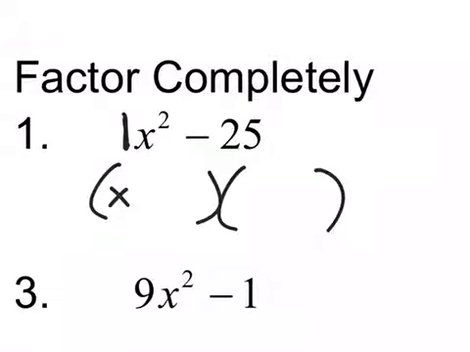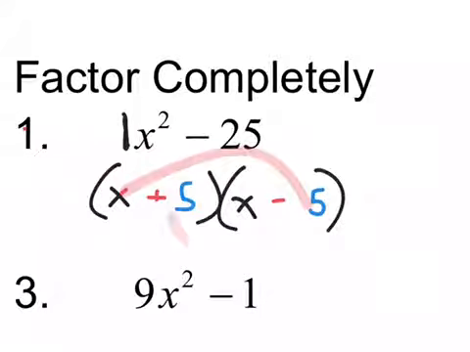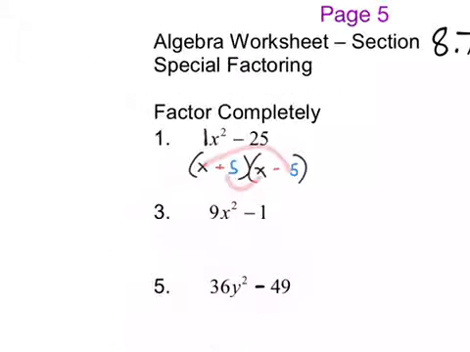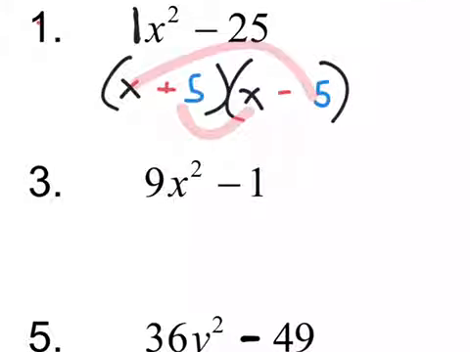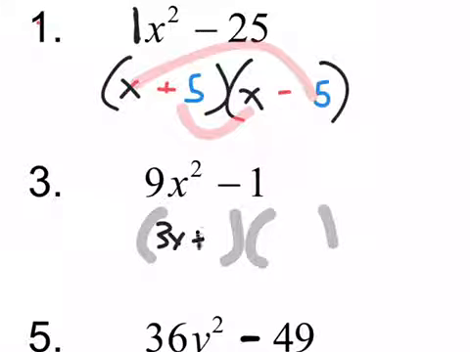So I'd have 1x and 1x. Take the square root of 25, which would be 5 and 5. And 1 needs to be positive and 1 needs to be negative. That way, when they multiply out, I get negative 5x and positive 5x to get me that invisible 0x there. So one like this, very simple. We'd have 3x plus 1, 3x minus 1.